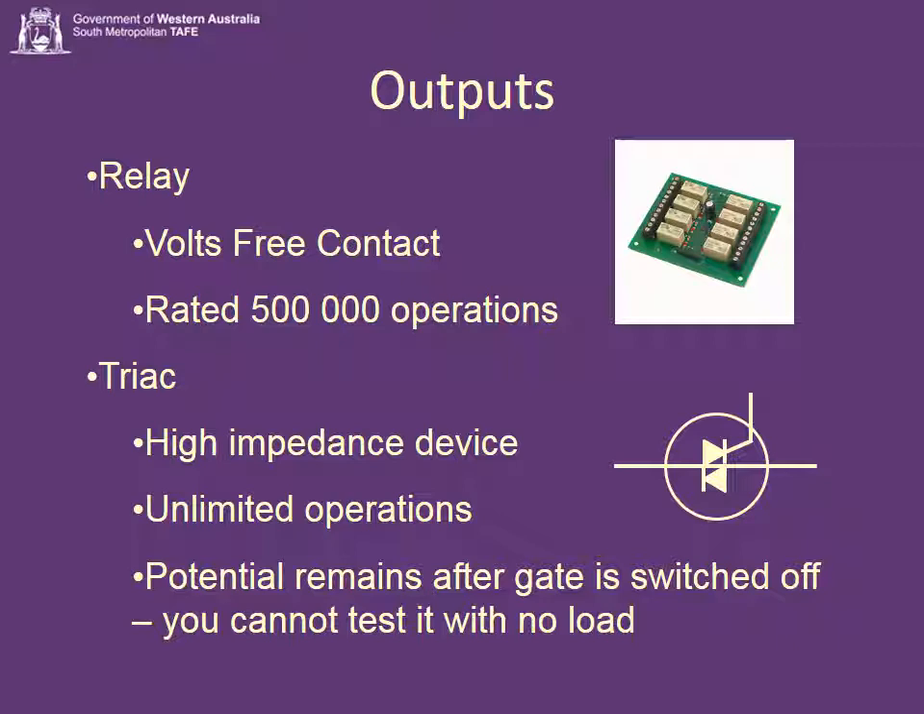The triac, unlimited operations. The only downside of the triac is that the potential remains after the gate is switched off. What this means is, if you turn a triac on, you'll see it come on. You can measure it with your voltmeter and see that it's on. If you turn it off, when you measure it with the voltmeter, it still looks like it's on, because the voltage needs to go somewhere.